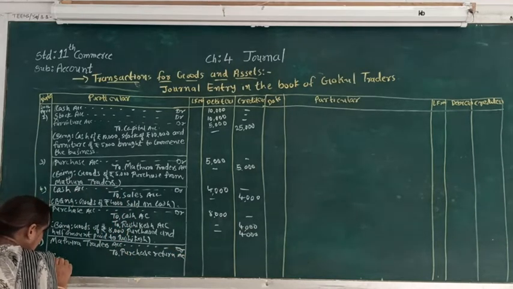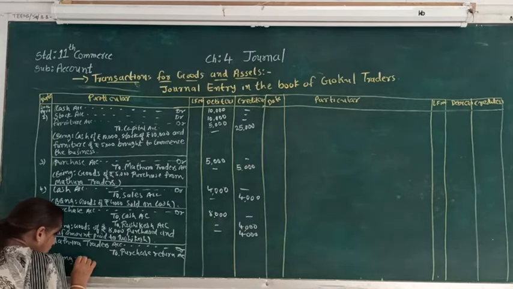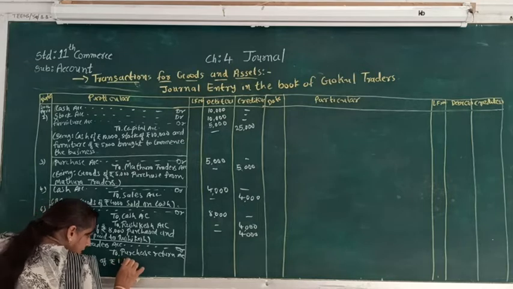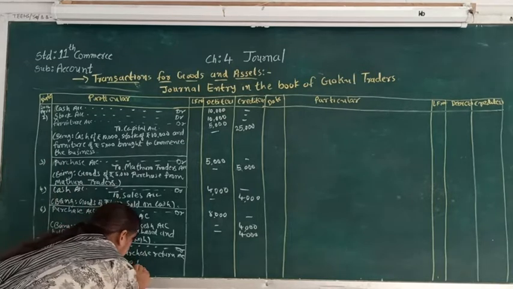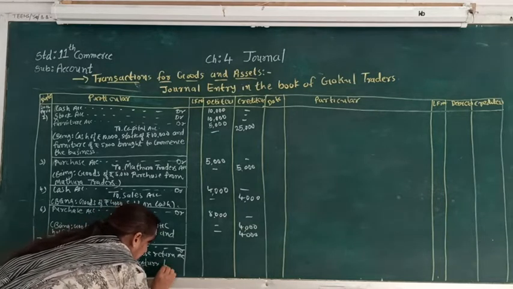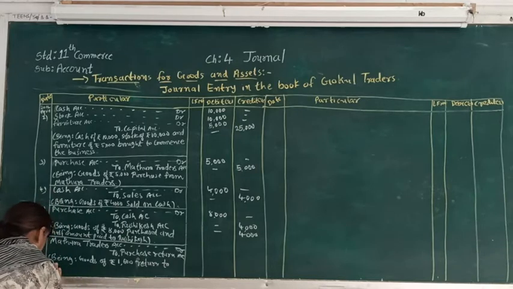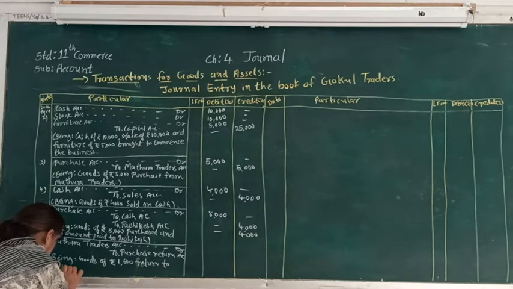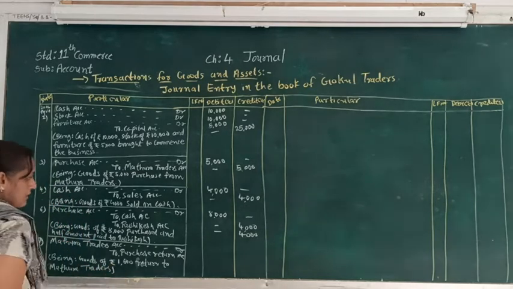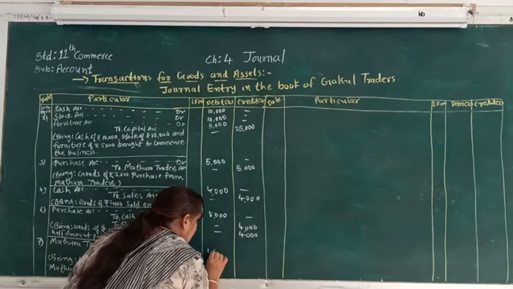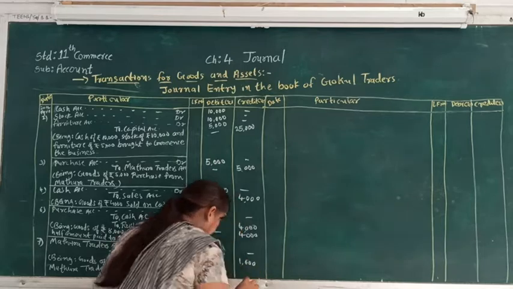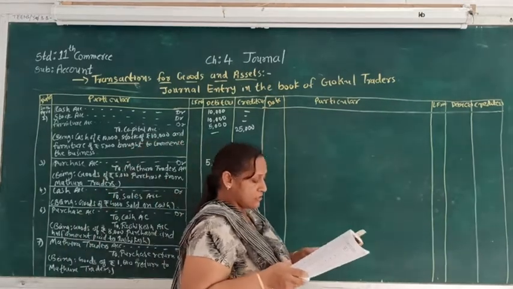Being goods of rupees 1,600 returned to Mathura traders. 1,600. Okay.